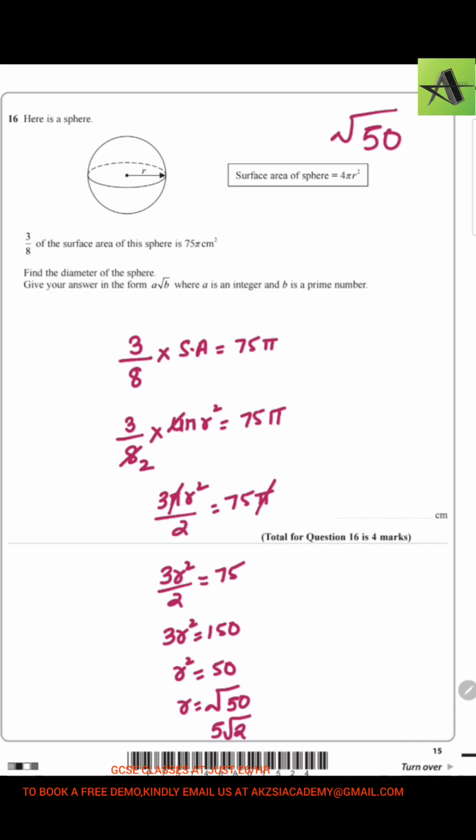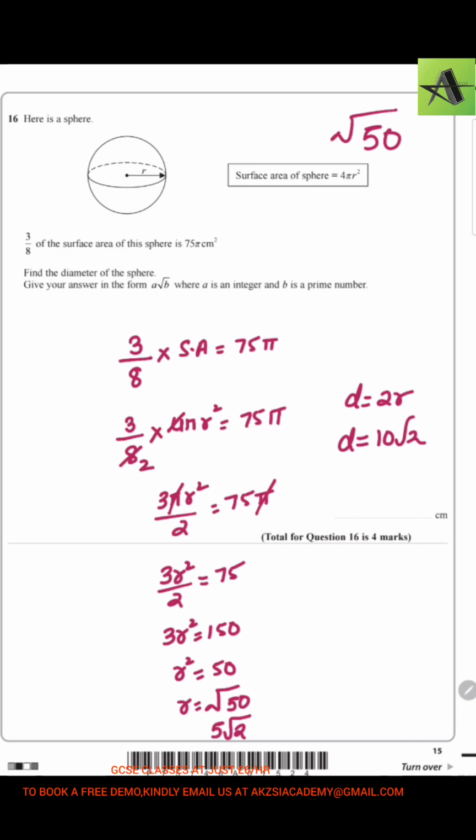The pairs will come out as single. That means 5 into 5 is a pair, so one 5 will come out of the root, and the unpaired one will remain inside the root. So the radius is 5 root 2, but they are asking you to calculate the diameter, and diameter is twice the radius. So diameter is twice r. Finally, this will be 10 root 2.